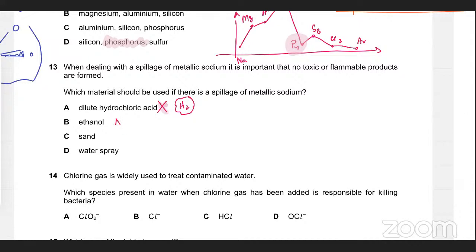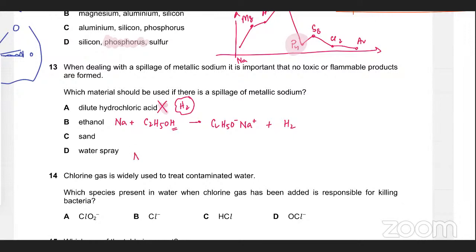Ethanol reacts with sodium, but very slowly. Alcohols are slightly acidic. They have a tendency to lose the H, but the tendency is very, very small. It's even less than water. So a salt would be produced, and the H that is displaced would form H2 gas. It's going to be a very slow reaction, but a flammable product would be produced.